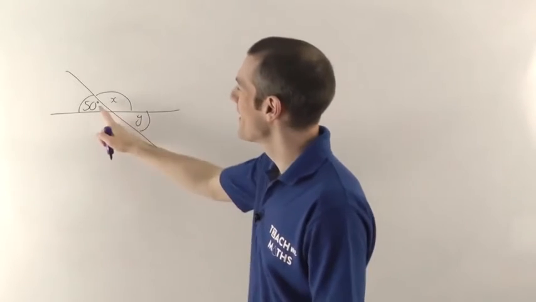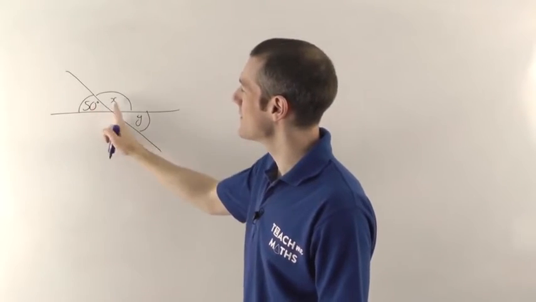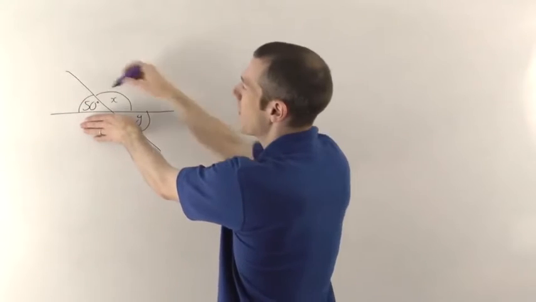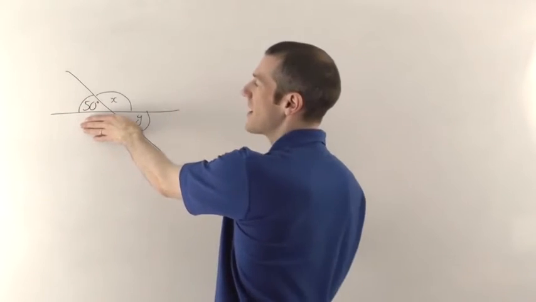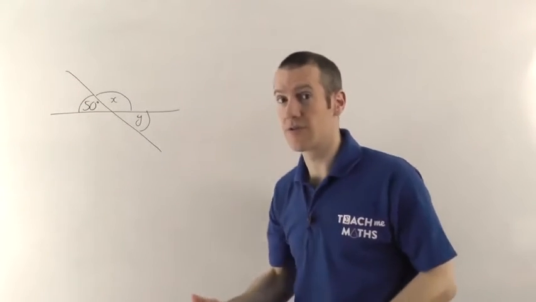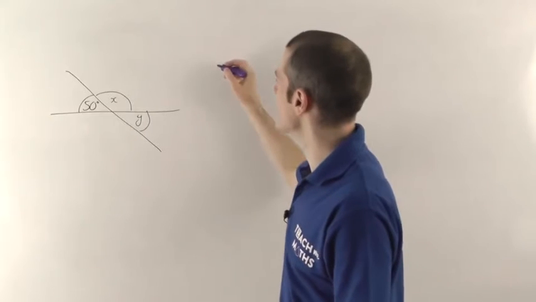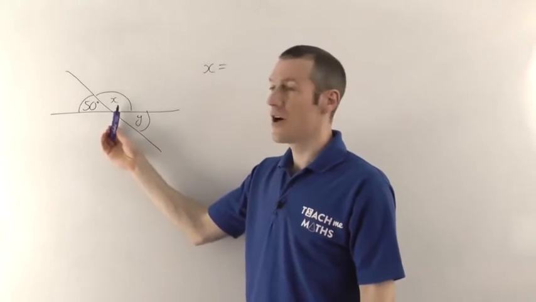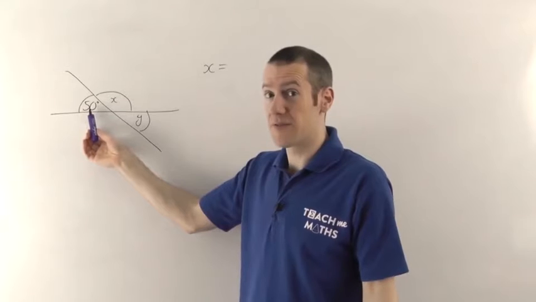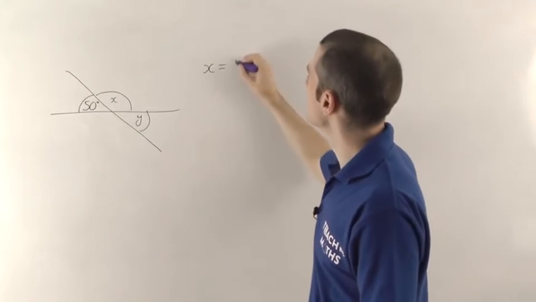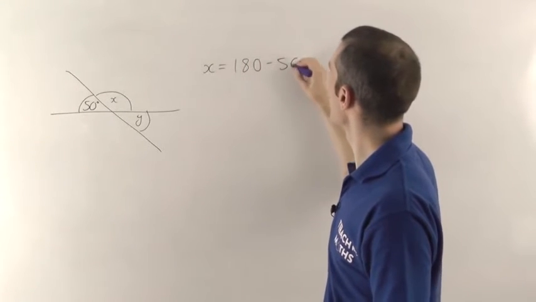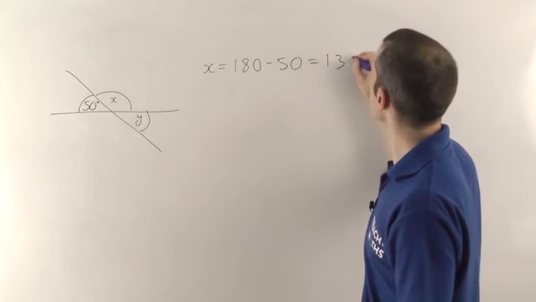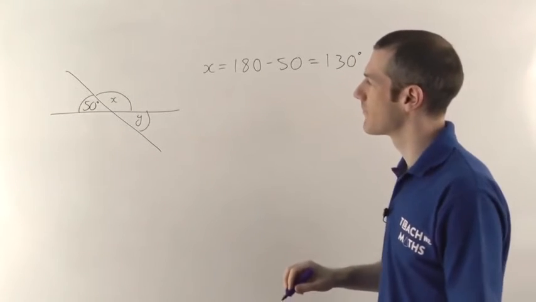Okay, so first things first, this 50 plus the X, you'll notice they sit on a straight line. There's a straight line that goes along there, which means that those two must add up to 180 degrees. Angles on a straight line always add up to 180 degrees, which means that X is going to be 180 degrees minus 50. In this case, obviously 180 minus 50 is going to give us 130 degrees.